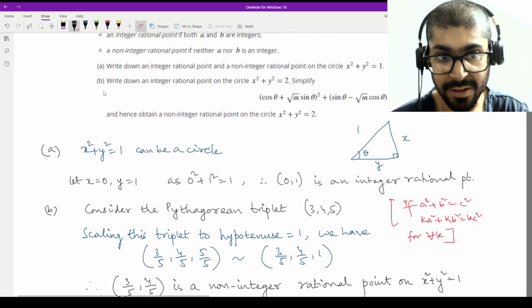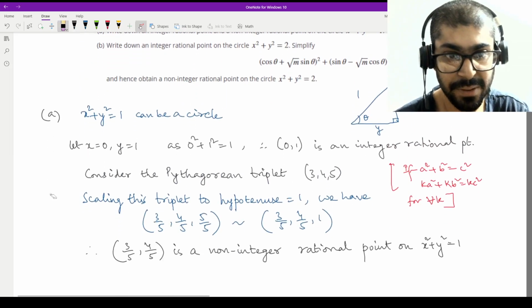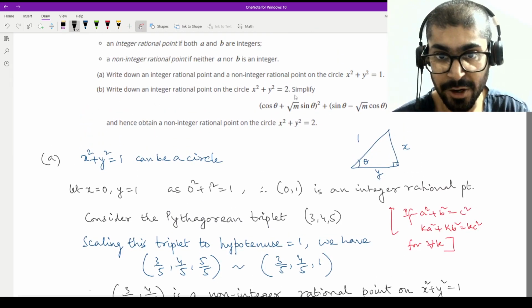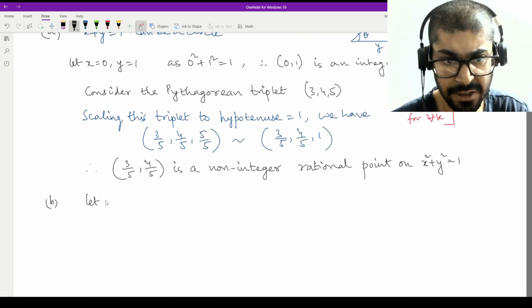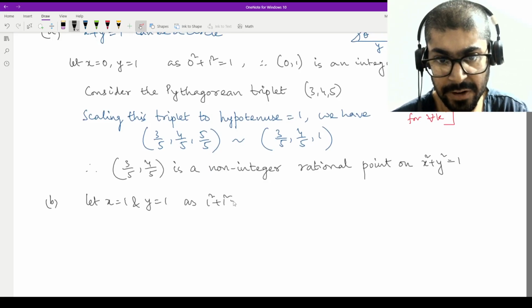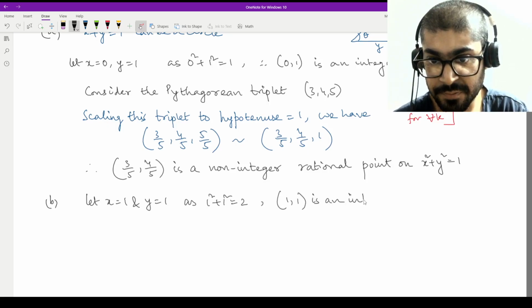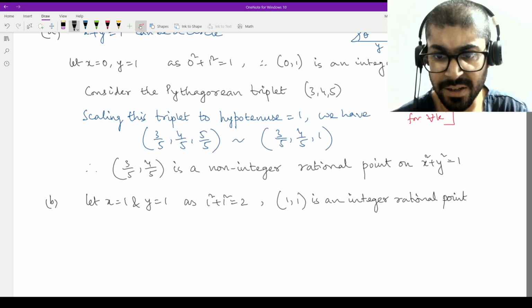Then we have part B. Wait, I designated this as part B, but this was just the second part of the first question. Part B says write down an integer rational point on x square plus y square equal to 2. Fine. Now again this one is easy. Let x equal to 1 and y equal to 1 as 1 square plus 1 square equal to 2. 1 comma 1 is an integer rational point, right? There are no confusions about this one. This should be easily understandable.